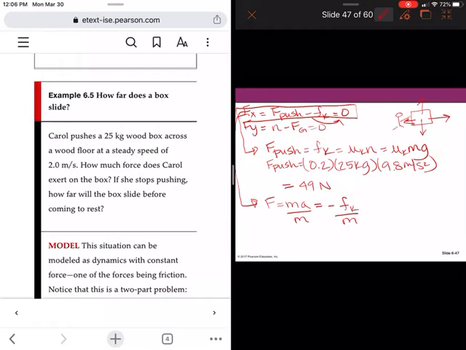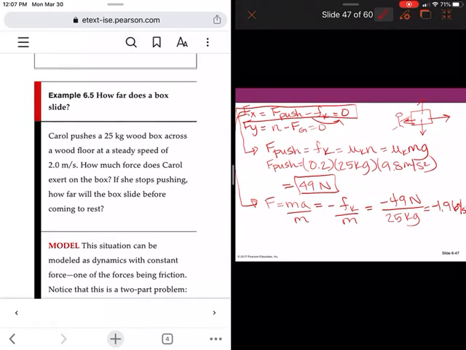Now we've actually already figured out that this is 49 newtons. So if we take that negative 49 newtons and divide it by our 25 kilograms, we should get negative 1.96 meters per second squared. It's not going to let me put that. Sorry. And why is it negative?